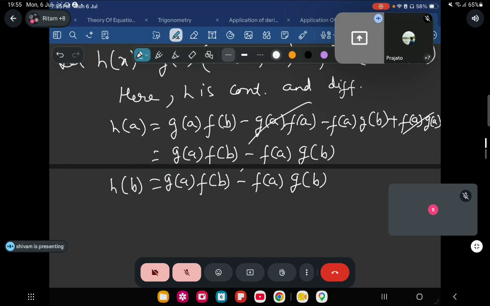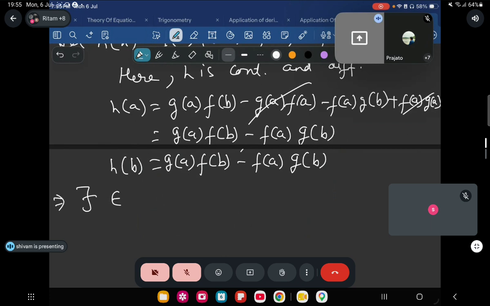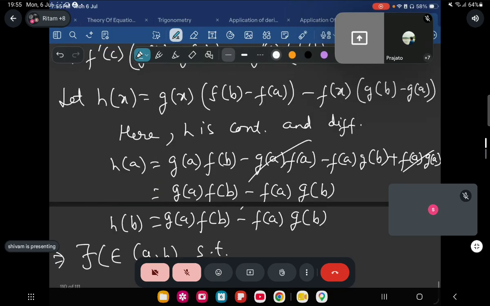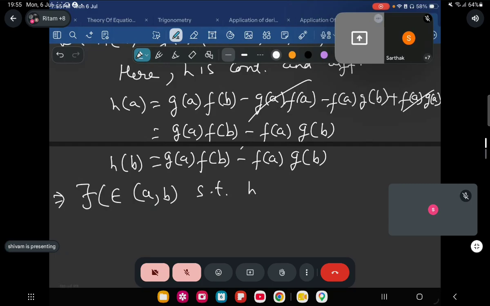What can we apply, everyone? Tell me. There exists some C belongs to A comma B such that. If h is continuous and differentiable, h of A equal to h of B, what theorem can we apply? Sarthak, what? No, sorry, LMVT, LMVT. Rolle's theorem, right? Such that h dash c is equal to 0, right?